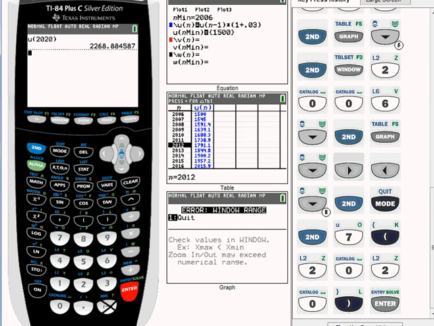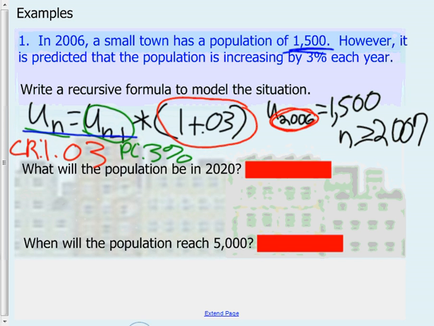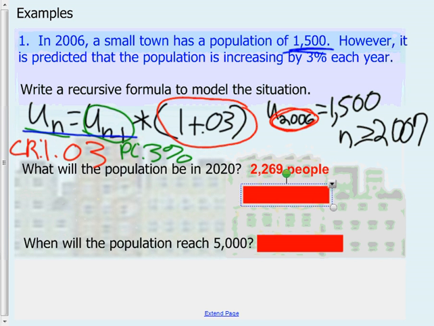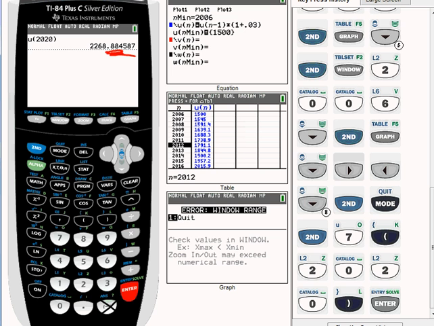So being that this is just more of a statistical thing, of course 0.88 of a person would not exactly be much of a person. But since it's just stats, we just round that off. It's just giving us an estimate. So this is what our 2020 population would be. Something around about 2,269 people if you are rounding up from there.